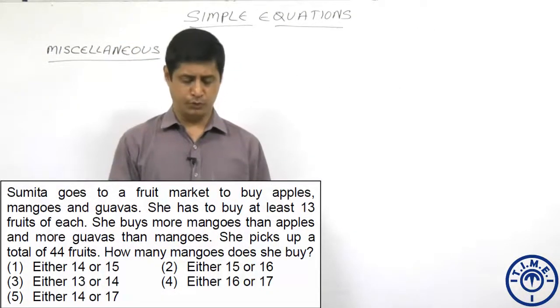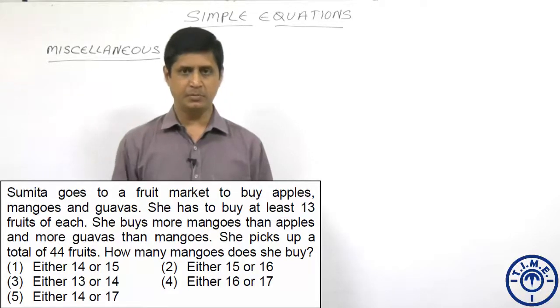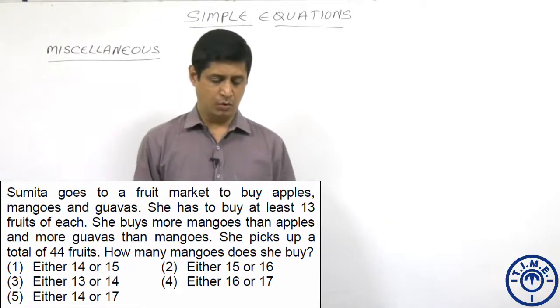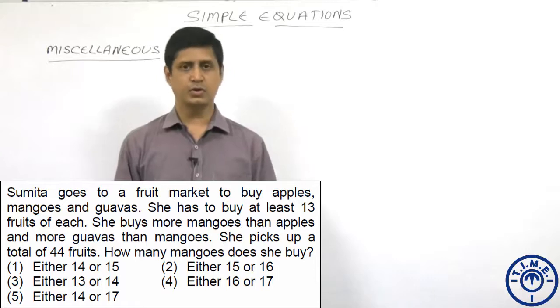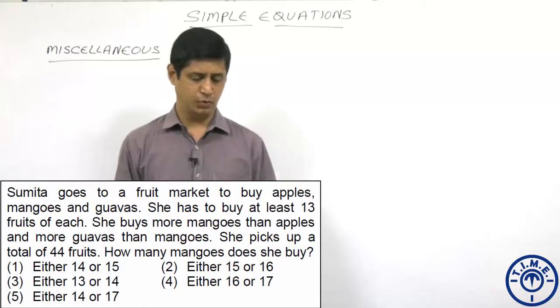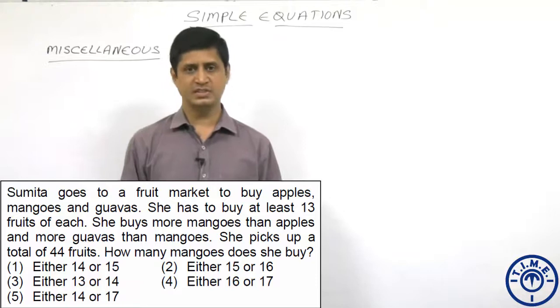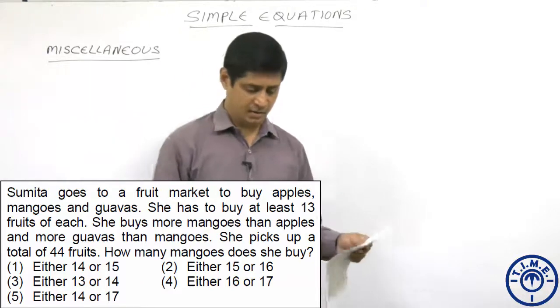Sumita goes to a fruit market to buy apples, mangoes and guavas. She has to buy at least 13 fruits of each. She buys more mangoes than apples and more guavas than mangoes. She picks up a total of 44 fruits. How many mangoes does she buy?